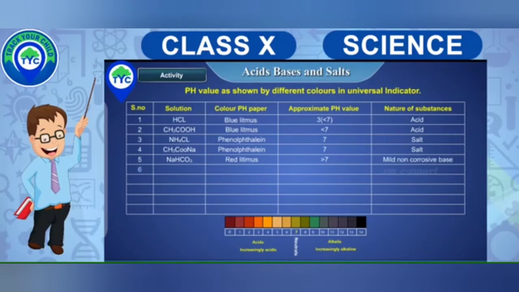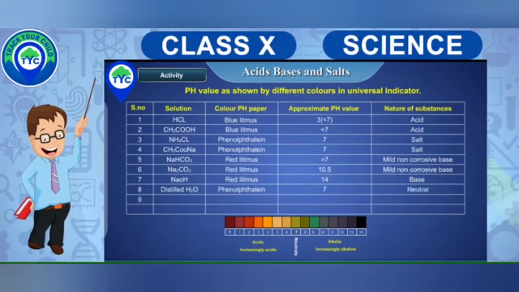Sixth one, Na2CO3, red litmus, 10.5, mild non-corrosive base. Seventh one, NaOH, red litmus, 14, base. Eighth one, distilled H2O, phenolphthalein, 7, neutral.